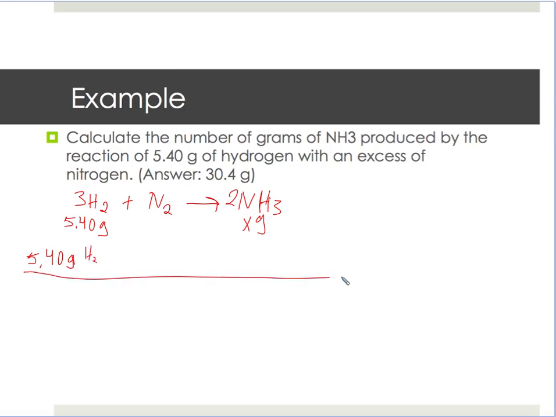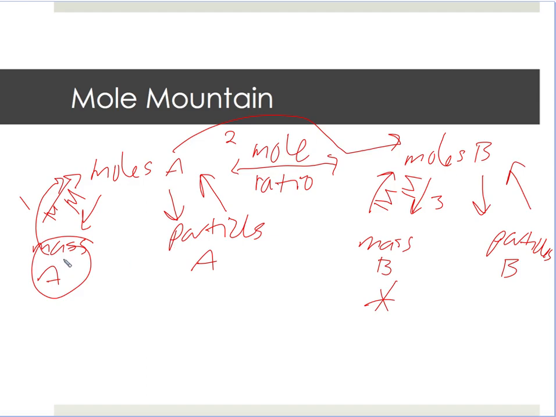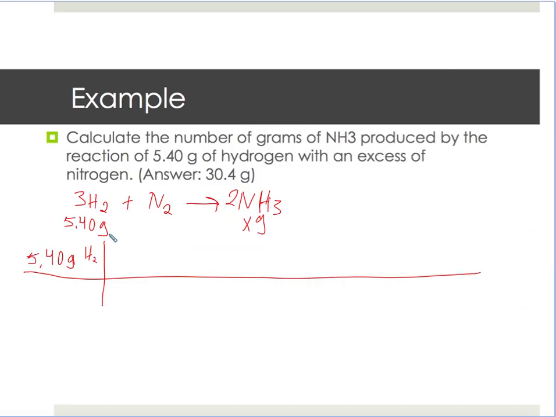Okay, so step one in our list of things to do, remember mole mountain, we have to go from grams of, let's backtrack quick. So mole mountain, I'm at grams of A. I have to go from grams to moles. So we have to use the molar mass and we're going to divide, it's on bottom. So if I'm going here, I'm dividing by the molar mass of hydrogen, which is 2.02 if we round, grams of H2. And that's for 1 mole of H2.